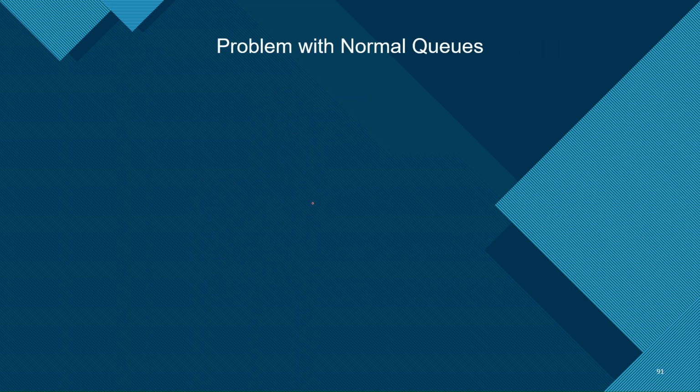But the problem with a normal queue is that it takes a lot of space. That is, after multiple dequeue operations, the front index keeps increasing. It does not stop while our code is running, or in other words, we can say that it leads to memory wastage.